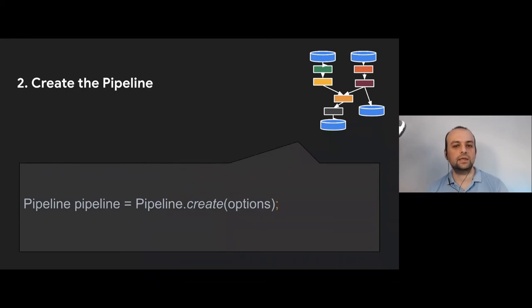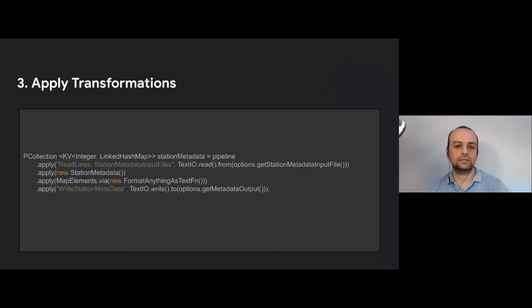So the second step would be to put the options that you created into a pipeline and create one. So just a one liner. Pipeline equals pipeline create, and then you just put your options in there. That's it.